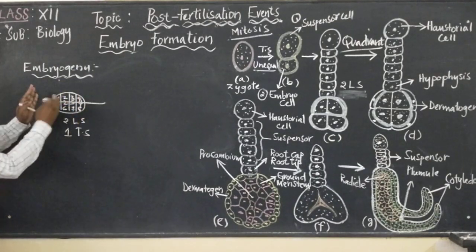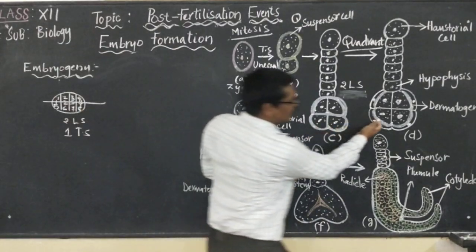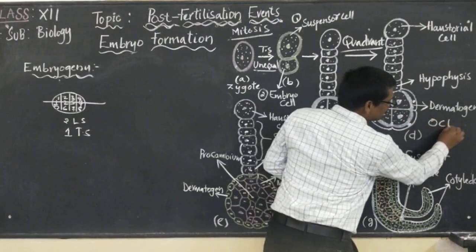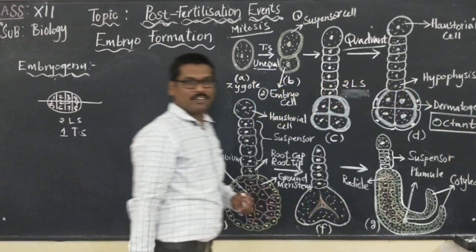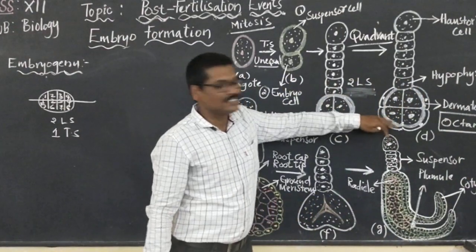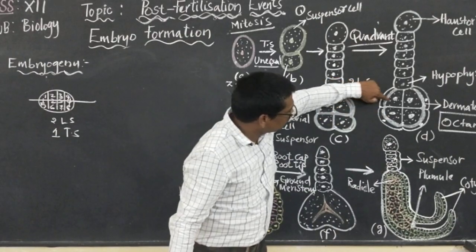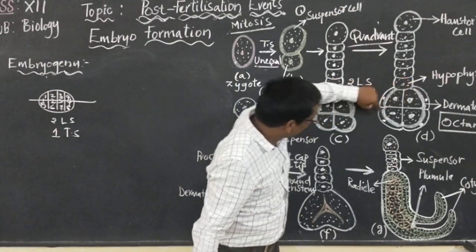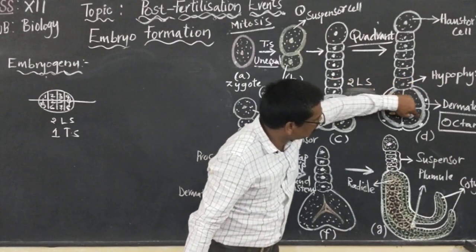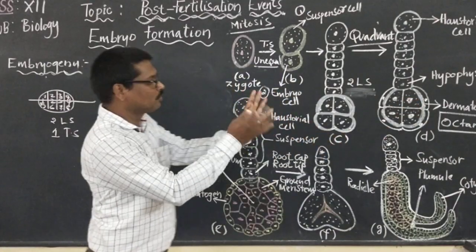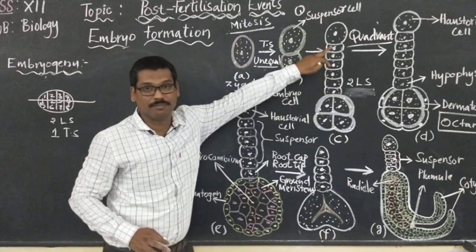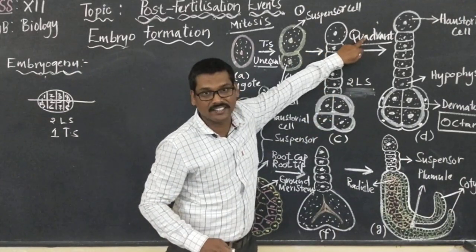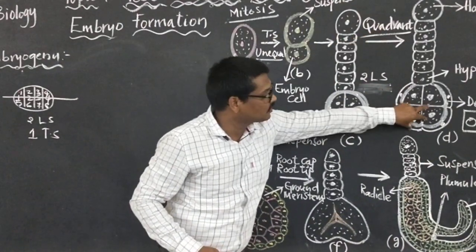So this structure that is seen here, we call this the octant, the octant stage. Here are 8 cells shown here: 1, 2, 3, 4, 5, 6, 7 and 8. There are 8 cells, so we call it octant. The previous one, what did we say? Quadrant. That is called the quadrant structure, and this is called the octant structure.